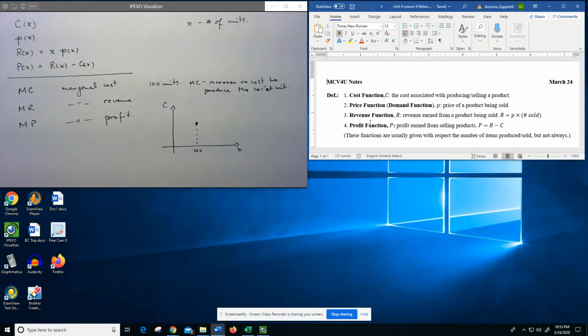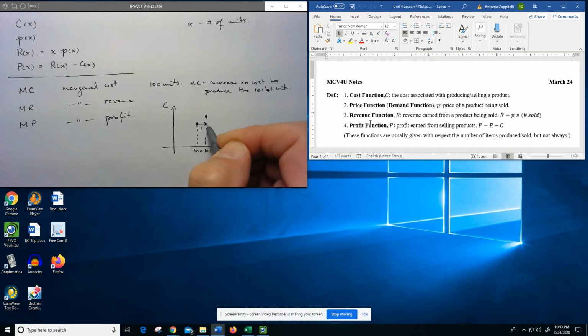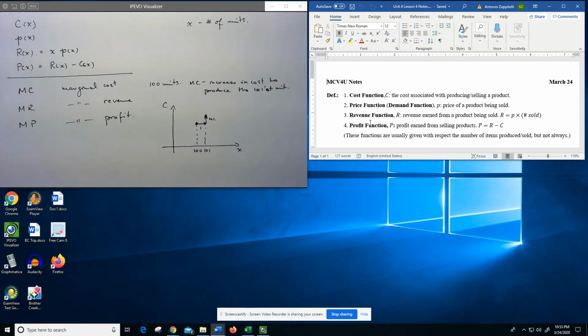dependent on the number of units that are being produced. So this is my cost to produce 100 units, and then this is my cost to produce 101 units. Okay, so as my X value goes up by 1, what does my Y value go up by? This is my marginal cost.